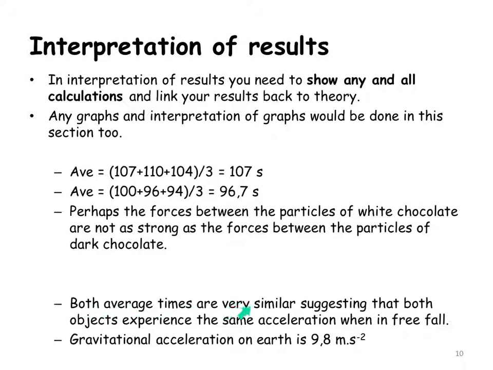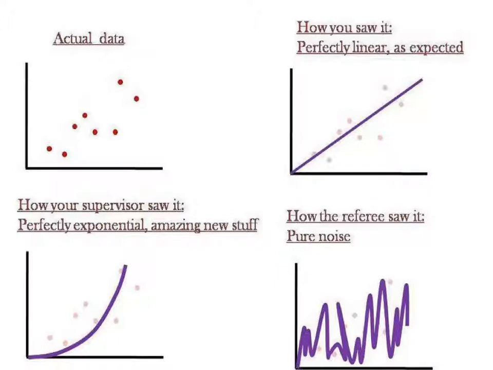Both average times were very similar, suggesting that both objects experienced the same acceleration. Then you've done some research. This corresponds with the gravitational acceleration on Earth being 9,8 meters per second squared, regardless of what is falling. Remember that you are going to put your graphs in.